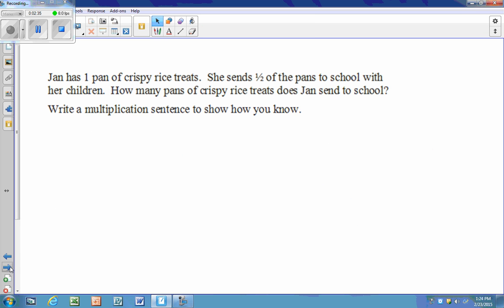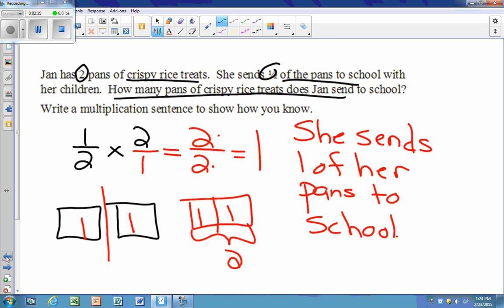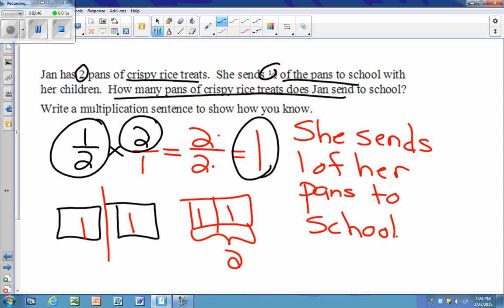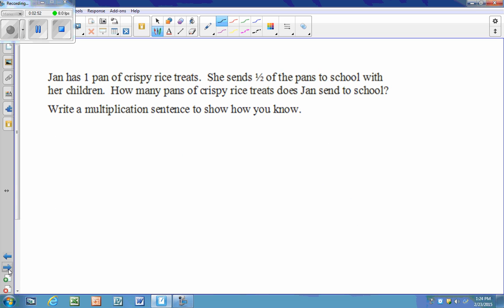So each time that I have multiplied a whole number times the fraction, so we have our whole numbers multiplying by the fraction, my final answer is larger than the fraction that we're multiplying by. So whole numbers times a fraction give me a larger number. So now we have 1 pan. So here's my 1 pan. And she sends half of the pan to school. How many pans does she send? We want a multiplication sentence again.